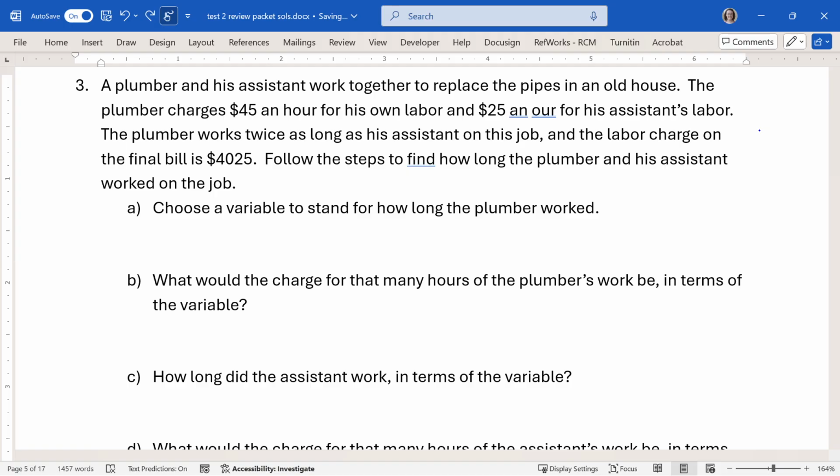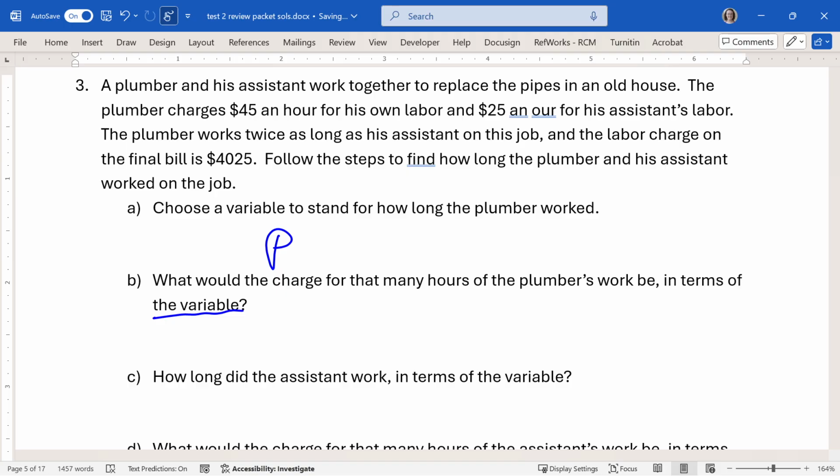Follow the steps to find how long the plumber and his assistant worked on the job. So first, we're going to choose a variable to stand for how long the plumber worked. I guess this is in hours, so maybe I'll use H for hours, or maybe I'll use P for plumber. Let's do that, P for plumber. All right, what would the charge for that many hours of the plumber's work be in terms of the variable? The variable meaning P. So your answer here should have P in it.